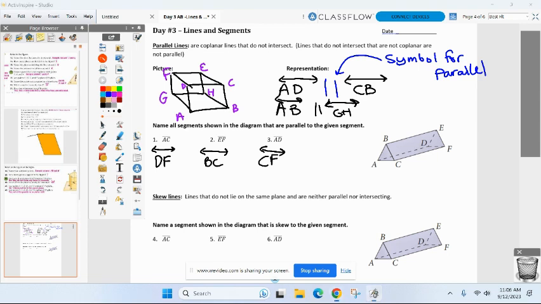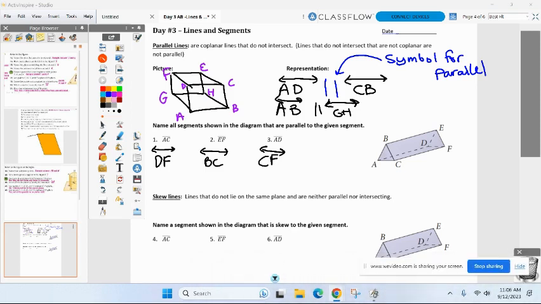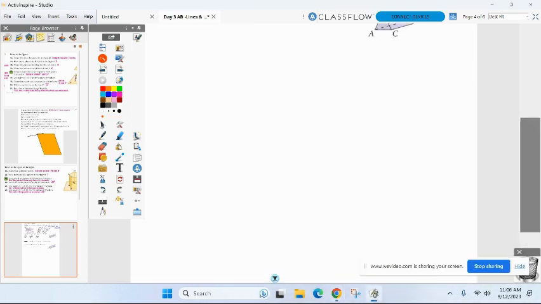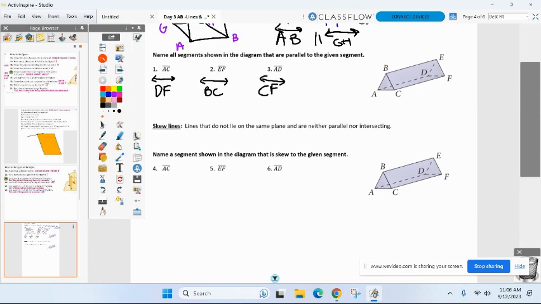All right, now I'm going to introduce a concept that's a little bit different. Skew lines. Now let's go over this definition here. They can't be on the same plane. They can't be parallel. But they can't intersect. How's that happen? They can't be parallel and they can't intersect. What am I left with? I'm left with nothing. No, no, no.